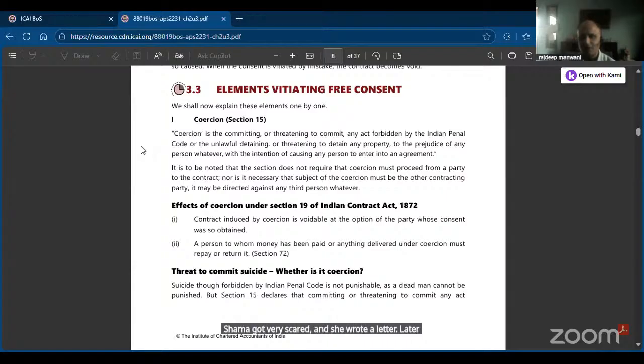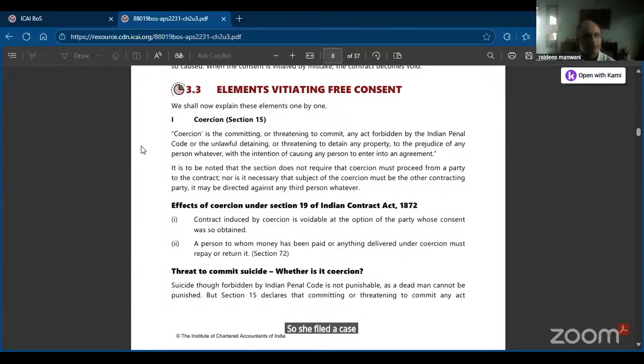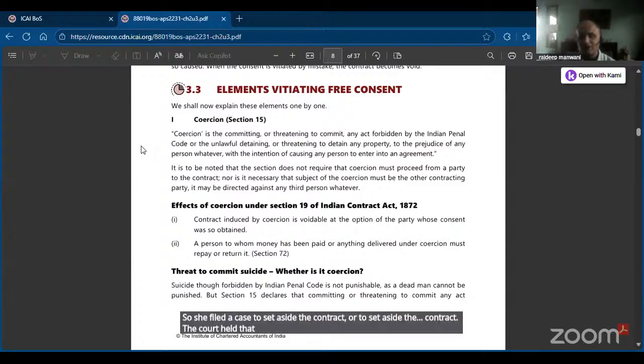Sheshamma got very scared and she wrote a letter. Later on, she came to know her husband is a full drama fellow. So she filed a case to set aside the contract. The court held that even threatening to commit suicide is an act prohibited by the Indian Penal Code.